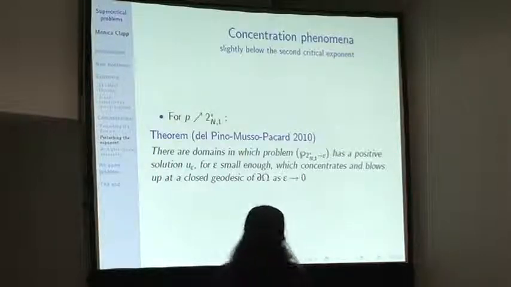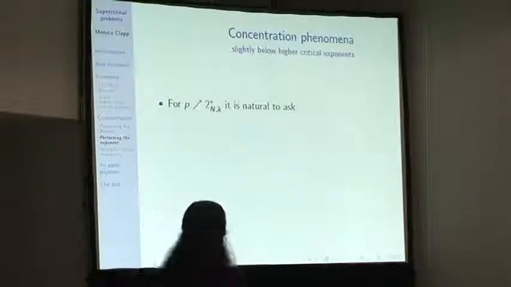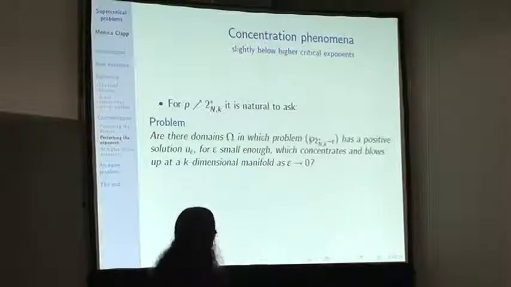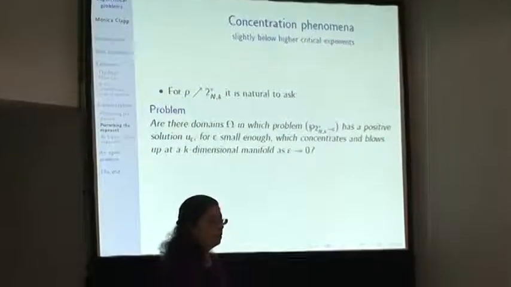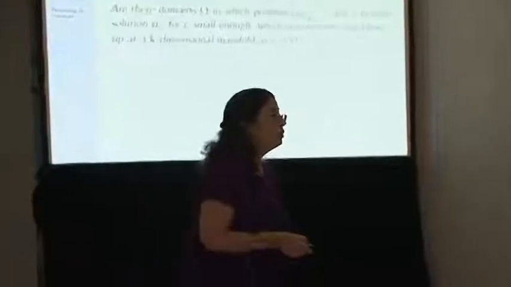Okay? So a natural question to ask is what happens when p approaches the k plus first critical exponent? Can we find domains for which this problem has solutions which concentrate and blow up at a k-dimensional manifold as epsilon goes to 0? And well, we found some examples. I will show them to you.